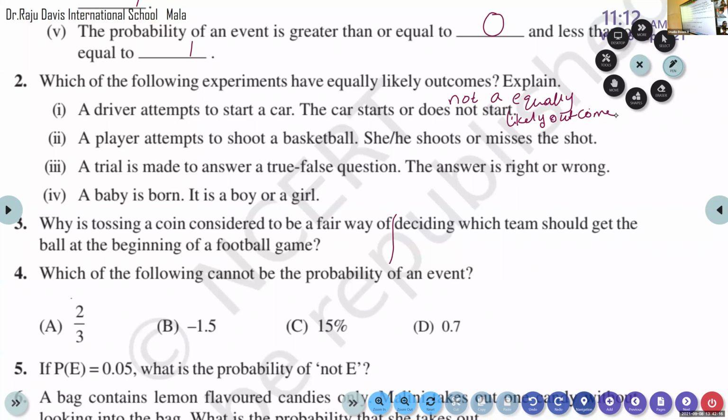Okay. A player attempts to shoot a basketball. He or she shoots or misses the shot. That also depends. A player is putting the ball into the basket, a basketball player. It depends where he stands. It depends on his height. So there are many factors. It depends on some other data also. So it is also not an equally likely outcome.